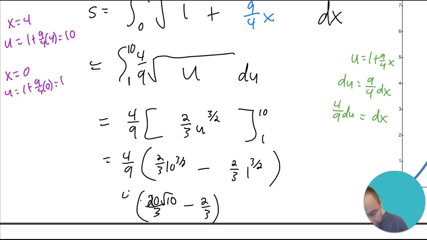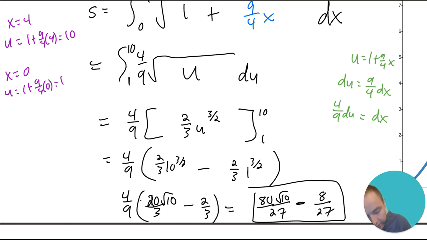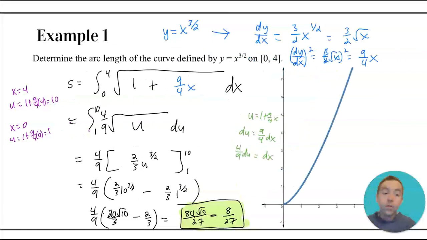And then that whole thing needs to be multiplied by 4/9 as well, which makes it become 80 square root 10 over 27 minus 8 over 27. And it's good enough, right? So there you have it. That would be the length of that portion of the curve.